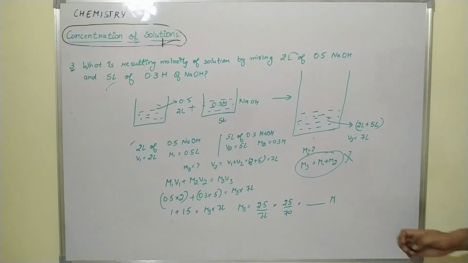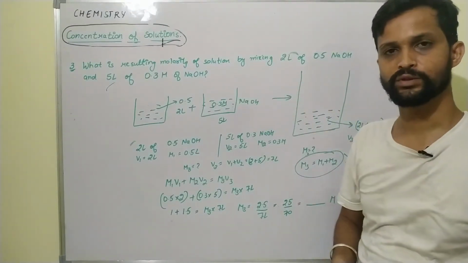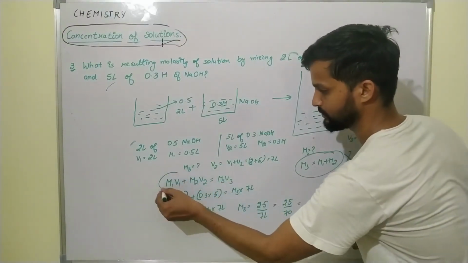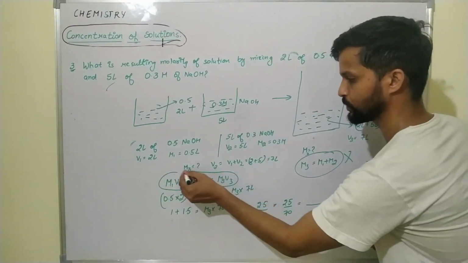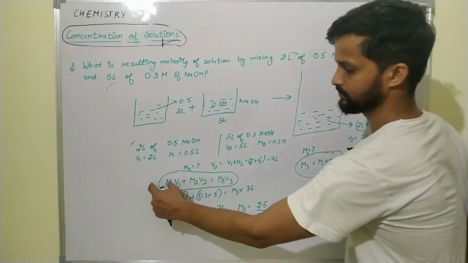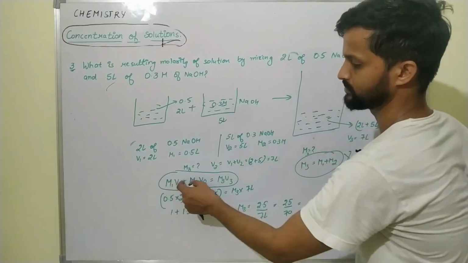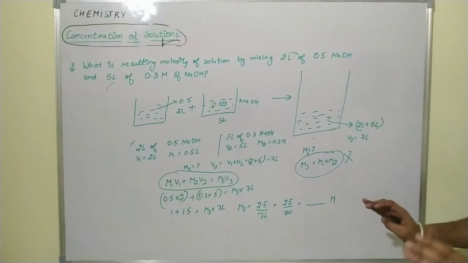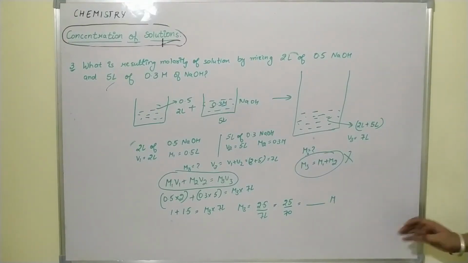Now next we are going to move towards the fourth type of the numerical. So students, this is a simple concept, means if you add two solutions, either 2, 4, 5, or 6, at that time you have to use M1V1, M2V2, M3V3, M4V4, M5V5. You can get the result after mixing all 5 solutions, M6V6. So this is the third type of numerical. Now we are going to do the fourth type of numerical.